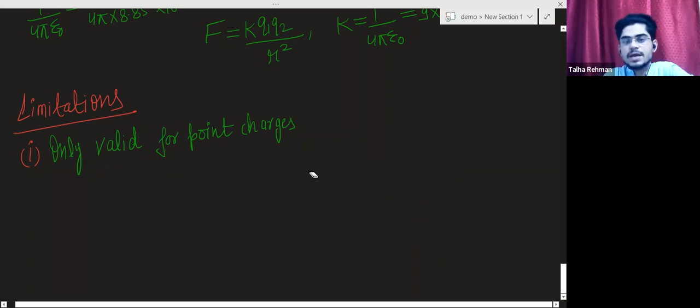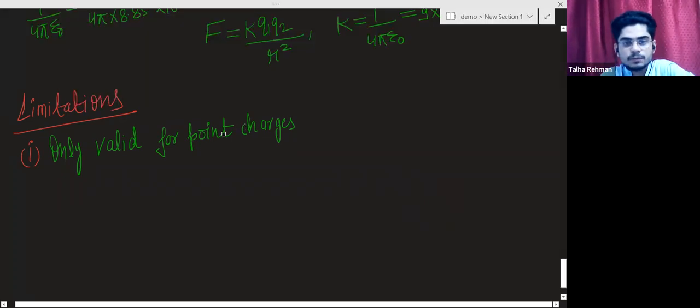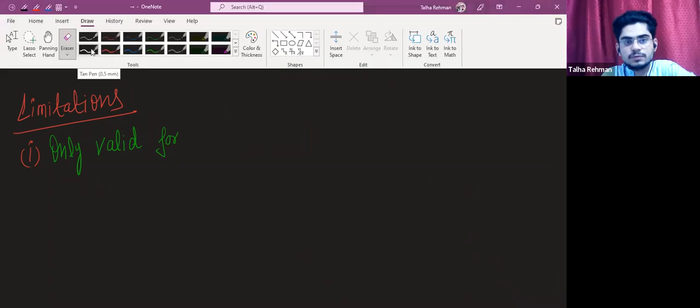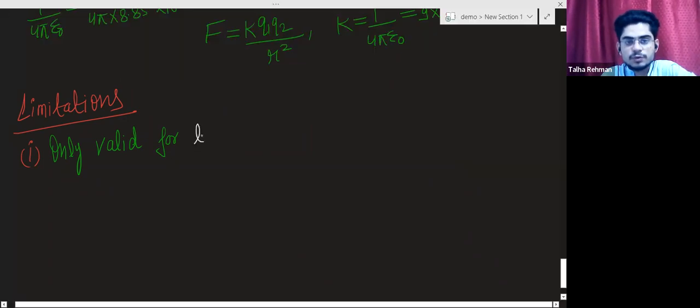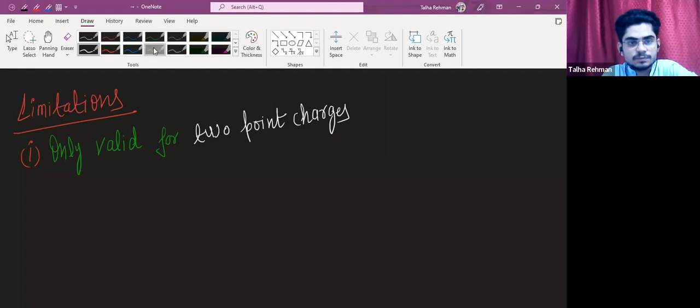When it is better to write 2 point charges, because this law tells the force in between two charges only, not 3 or 4 charges. Only valid for 2 point charges. This is the limitation of this law.